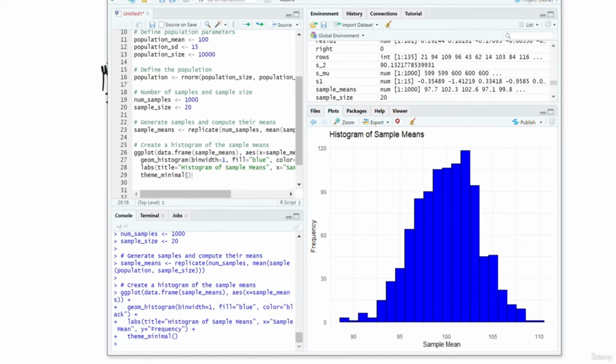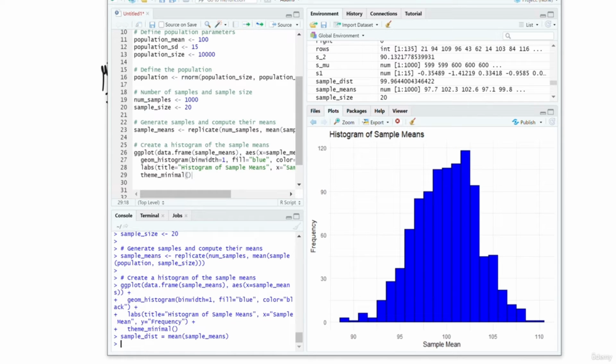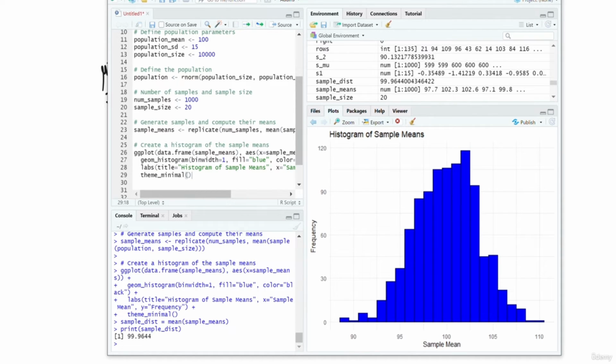Now, to verify something about this sampling distribution, I said that it should have a mean. Its mean is the mean of the sample means, and that should be approximately equal, because we're simulating here, to the population mean, which we know is 100. And if I print the sample distribution mean, it's 99.96, which is really close to 100. It's practically 100.